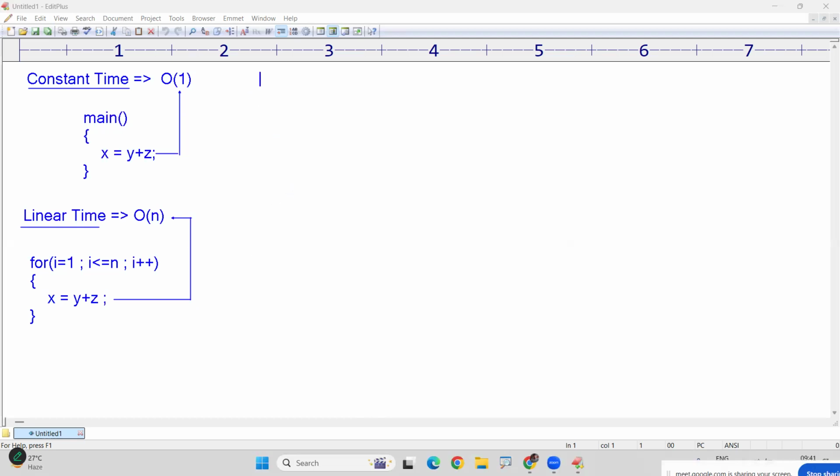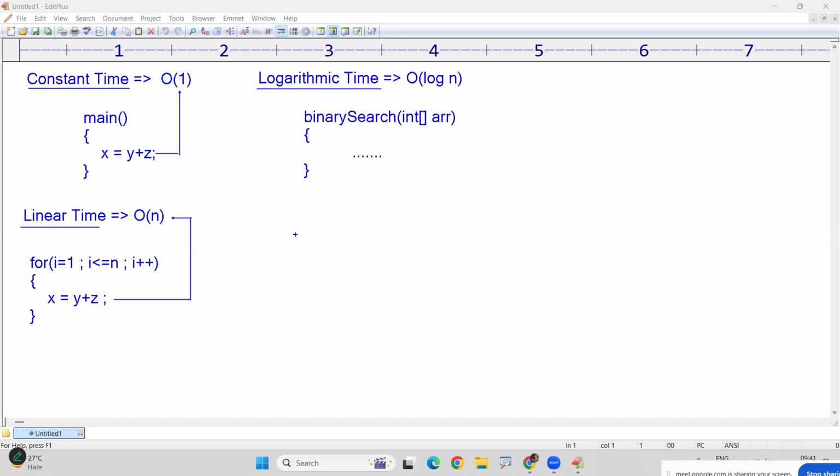Next one is logarithmic time, that is Big O of log n. The best example is binary search. In binary search, by taking that array, whatever logic you are defining inside will execute in logarithmic time. That is also what we have discussed.